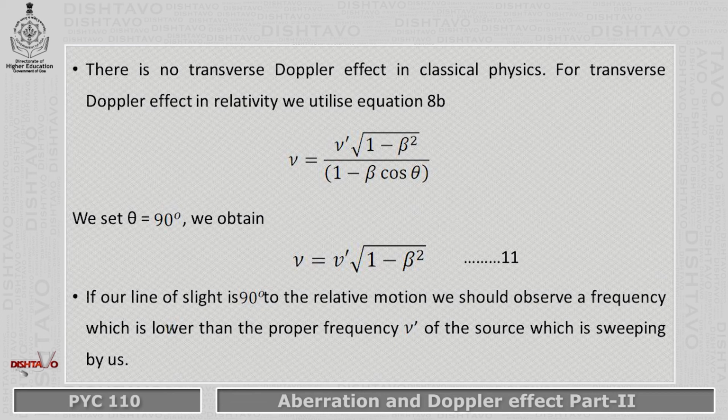For the transverse Doppler effect in relativity, we utilize equation 8b, that is, nu is equal to nu prime into square root of 1 minus beta square divided by 1 minus beta cos theta. We set theta equal to 90 degrees and we get nu is equal to nu prime into square root of 1 minus beta square. This is equation number 11. If our line of sight is at 90 degrees to the relative motion, we should observe a frequency nu which is lower than the proper frequency nu prime of the source which is sweeping by us.